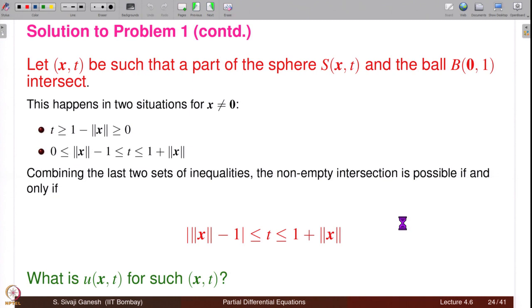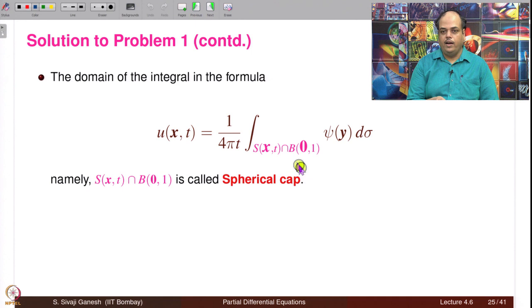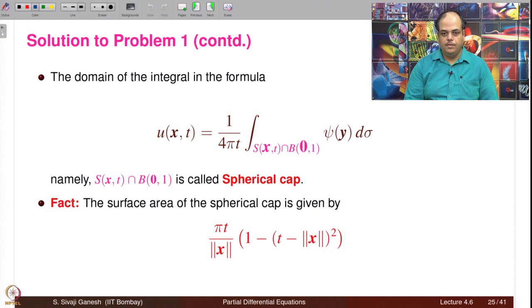Okay, the domain of the integral in this formula, S(x,t) intersection B(0,1), namely this, okay, it is called a spherical cap. Of course, on the intersection psi is still 1, therefore, the computation is becoming very easy. So, what we get is u(x,t) equal to 1 by 4 pi t into the surface area of the spherical cap. And the surface area of the spherical cap is known to be given by this formula.